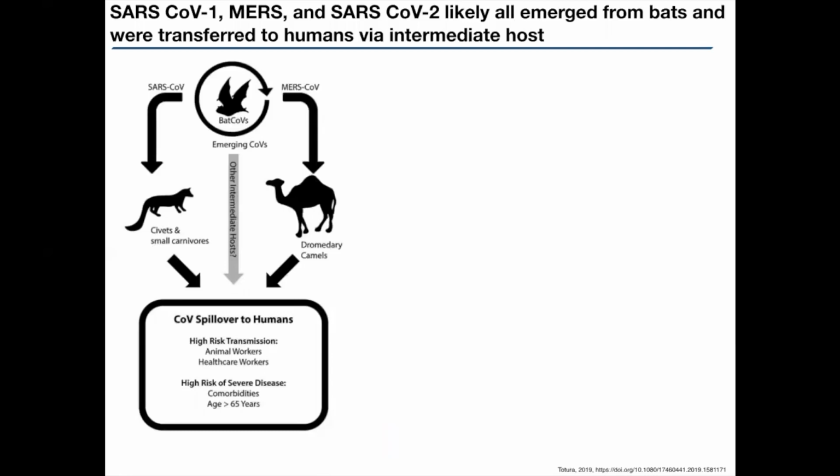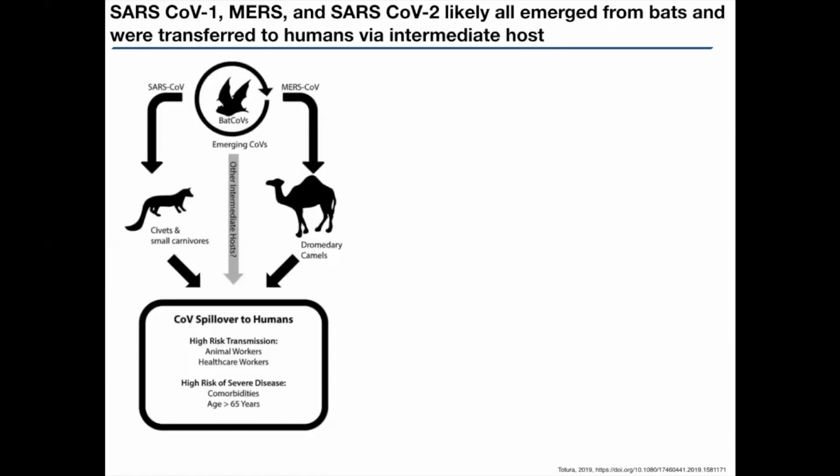SARS coronavirus and MERS coronavirus, as I mentioned, probably came from bats, but it's thought that rather than directly jumping into humans from bats, they entered into the human population first through one or more intermediate animal hosts. For SARS, the intermediate animal host, or at least the main one, is thought to be civet cats. And for MERS coronavirus, the intermediate host is probably dromedary camels.